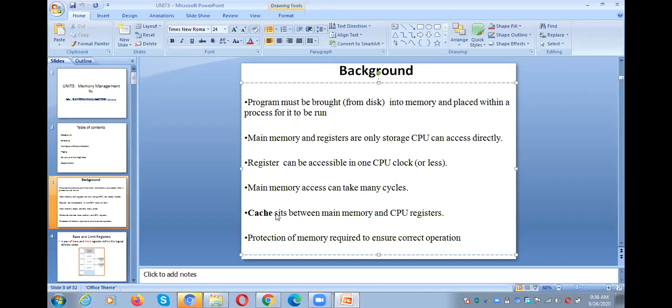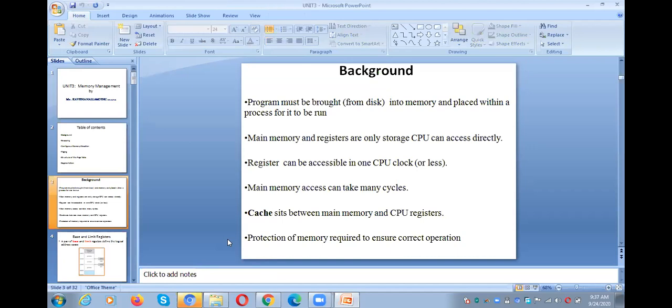So after the registers, from where can the CPU access information with fewer cycles? Cache. Why? Because the cache is near the CPU. First the CPU can access the registers in one clock cycle or less, and then the cache is near the CPU, so the cache is the next fastest memory device. And then coming to main memory, after the registers and cache, main memory is the only other memory accessible by the CPU.